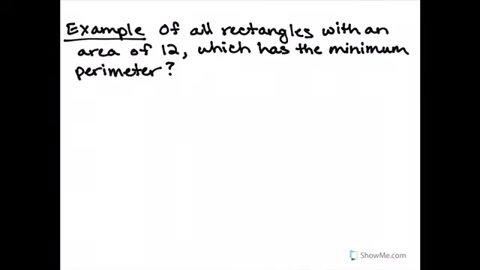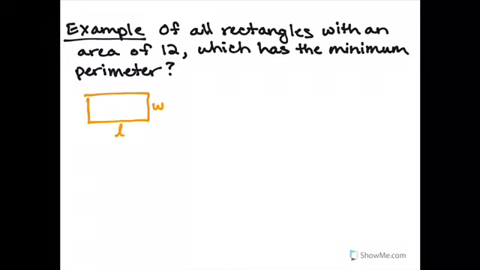Of all rectangles with an area of 12, which has the minimum perimeter? Well, let's draw a rectangle here. And rectangles, the area is length times width, right? Yeah. So let's make that length and width. So I would say area is length times width.